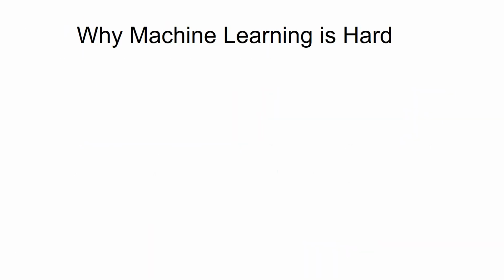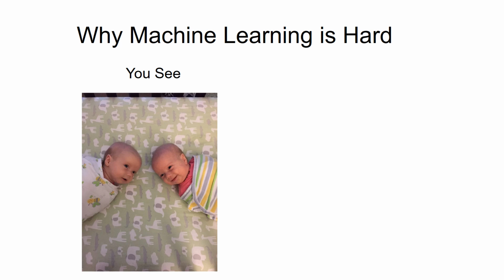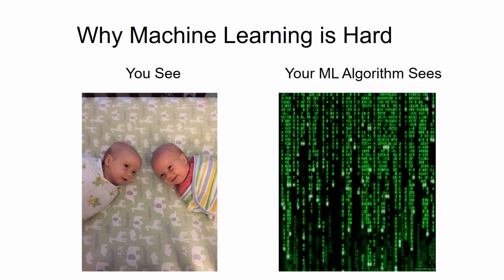Now, machine learning is hard. If I say that, obviously the next question is why. Let's take this picture. There are two kids here, right? So you see this as two kids lying on a sheet of cloth. What your machine learning algorithm sees is a series of, yeah, that's it.